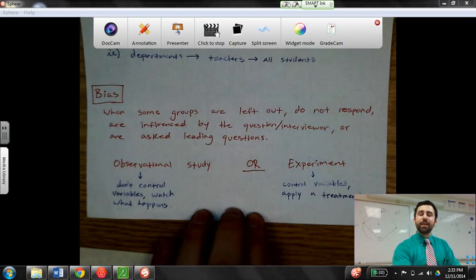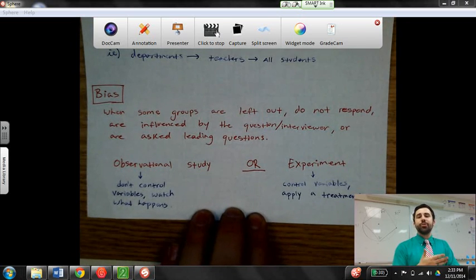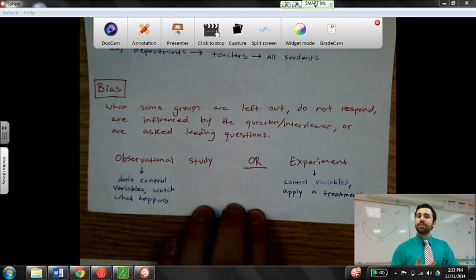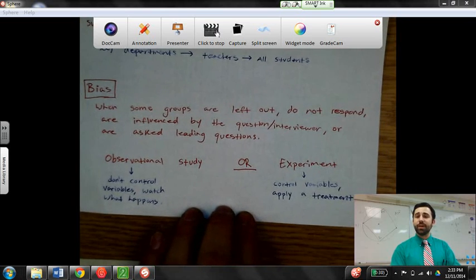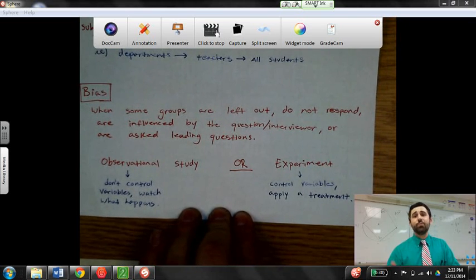And then we can also collect data using either an observational study or an experiment. An observational study is something that you cannot control, and the person just watches to see what happens. Whereas in an experiment, we are able to control the variables and apply a treatment to see what happens. So we are directly impacting the subjects of our sample.